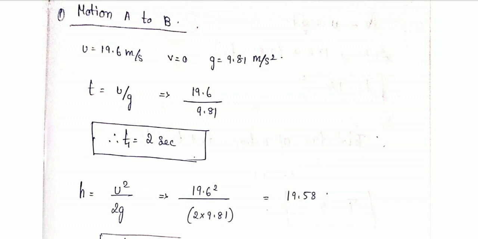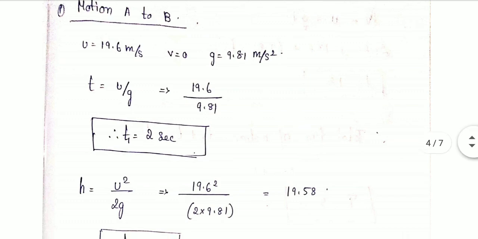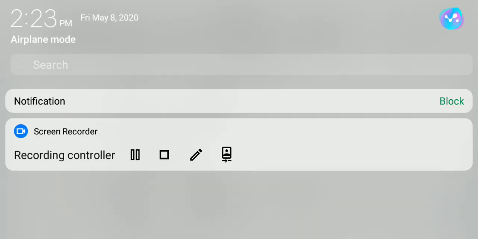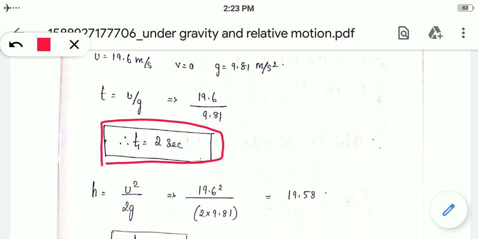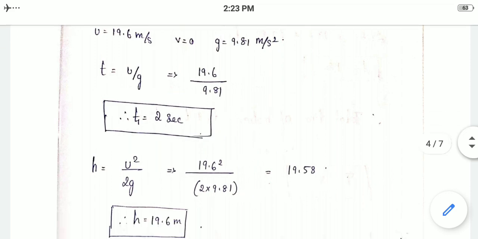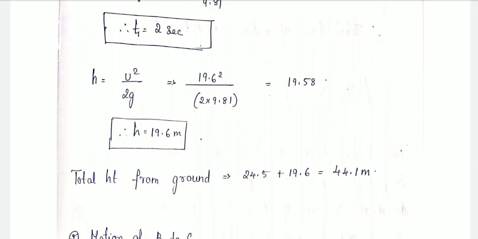We know the formula that T is equal to U divided by G. Substitute your value, that is 19.6, and G is 9.81, so that the time taken for the ball to reach the top will be equal to 2 seconds. This is your first time, that is T1, and the height will be equal to U square divided by 2G. Substitute your values of U and G, then you will get the height, which will be equal to 19.6 meter.